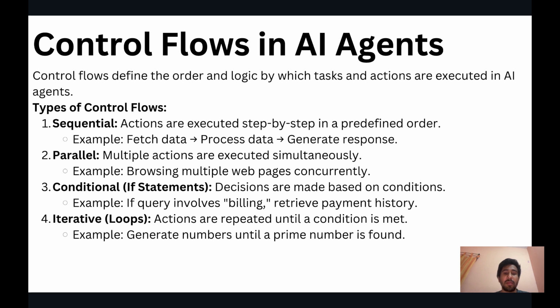Iterative loops: actions are repeated until a condition is met. For example, generate numbers until a prime number is found, or generate the output until a criteria is reached. Like, if there is anything wrong with the output, correct it and rerun it and redo the output until it's correct. So in this way iterative loops can work.